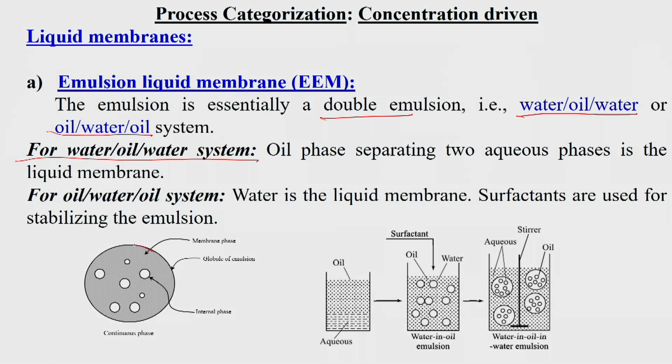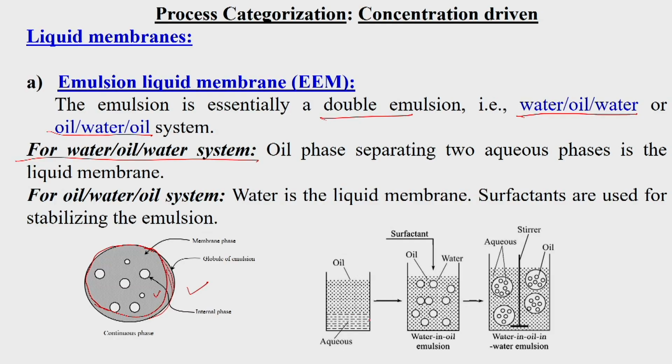Suppose this is a water-oil-water globule, then this oil phase will be separating two aqueous phases. Suppose here also an aqueous phase will be there, then these two will be separated by this emulsion. For an oil-water-oil system, water is the liquid membrane. So, water will make the film, like a bubble, and then surfactants are used for stabilizing the emulsion, and it actually creates this liquid membrane.